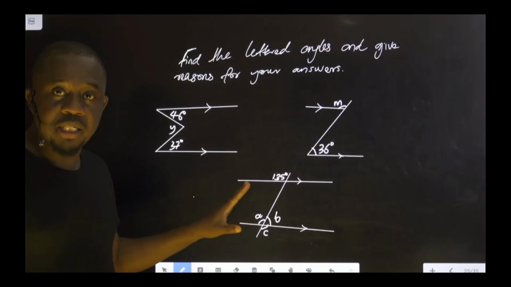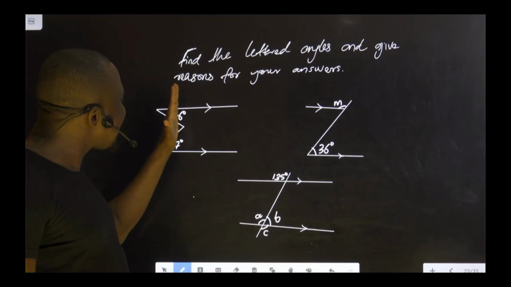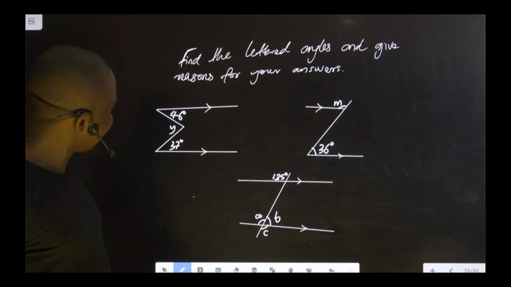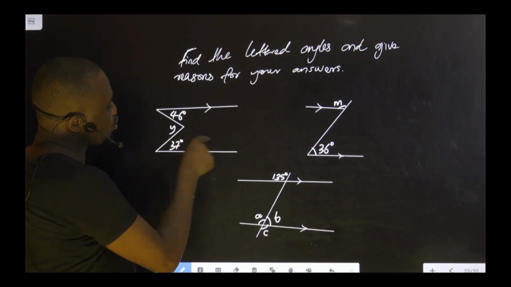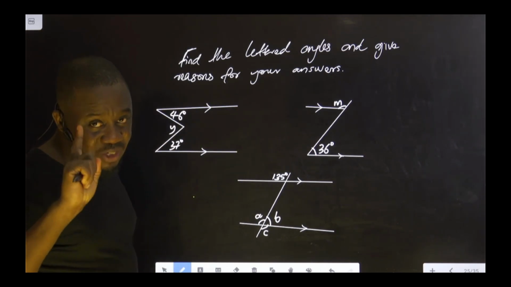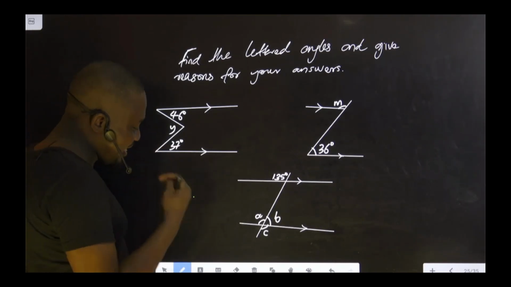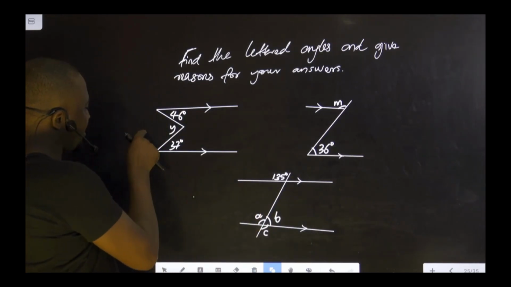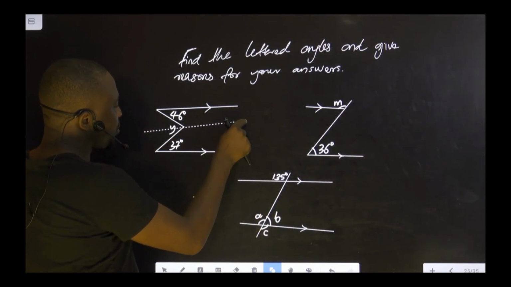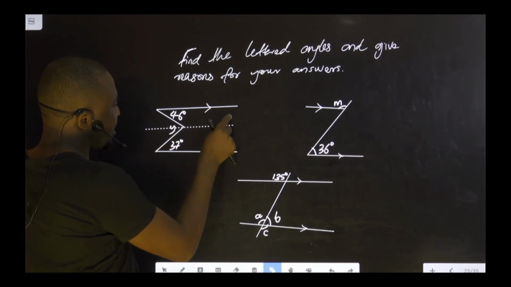Thank you for viewing. Let's look at this. It says, find the lettered angle and give reason for your answer. Let's start with this. To get this, we know that these two lines are parallel. Remember, we are asked to give reasons. So don't just solve, give reasons. If this is an exam, I'm going to take a dotted line that is also parallel to these two lines.